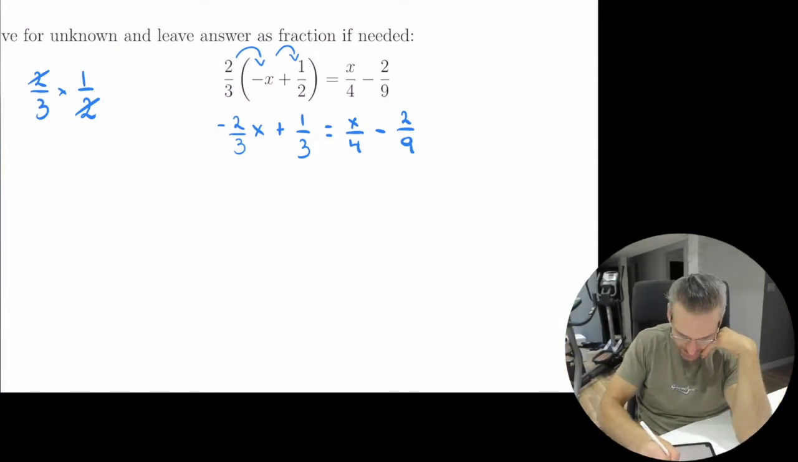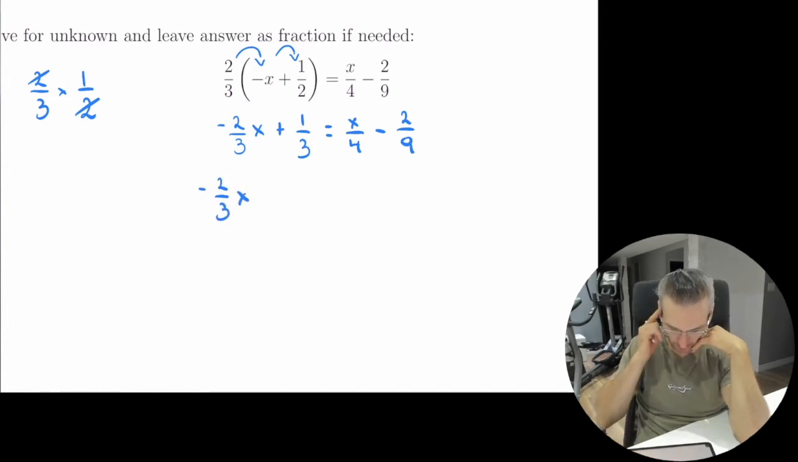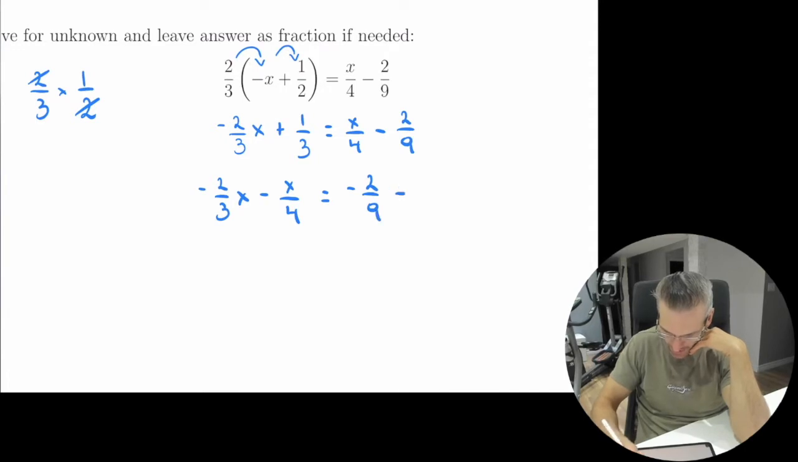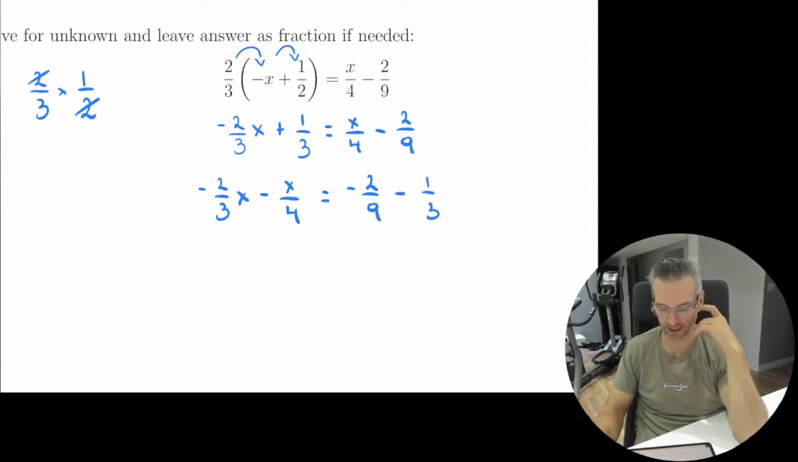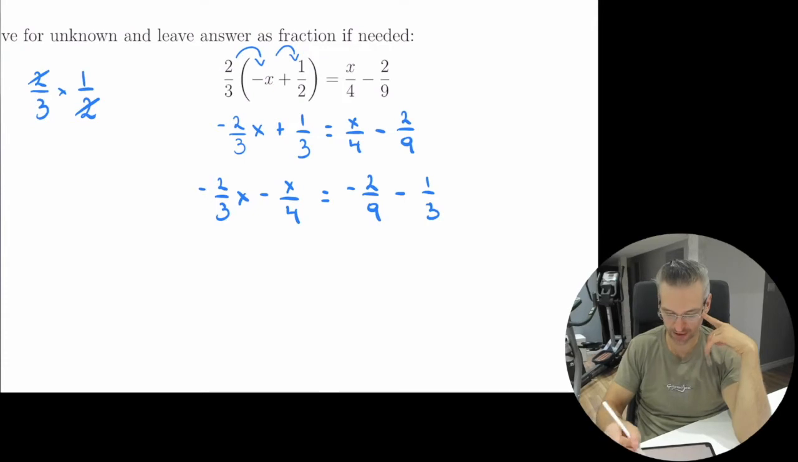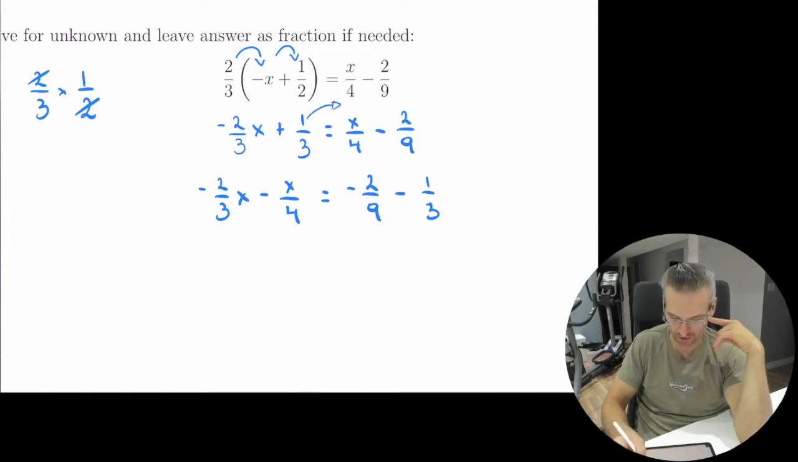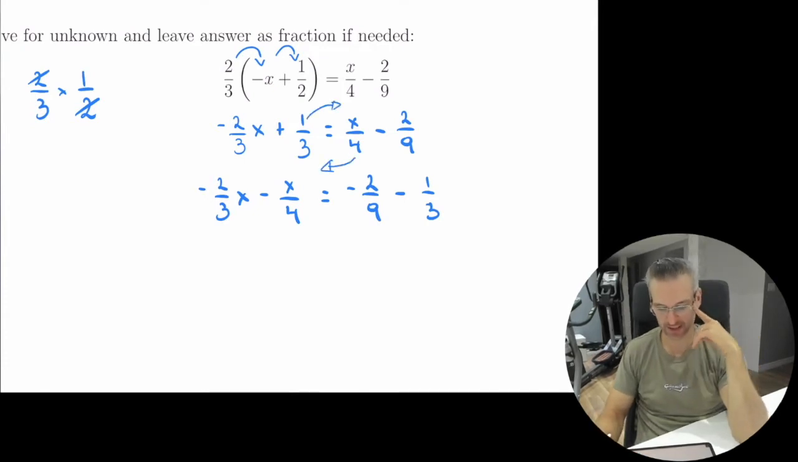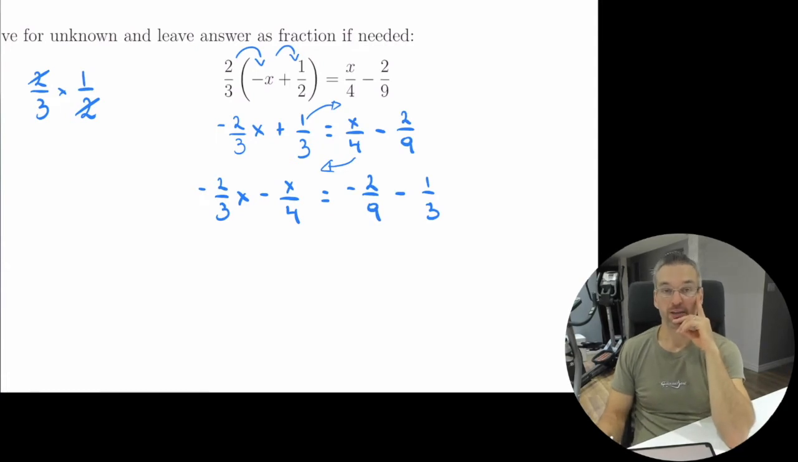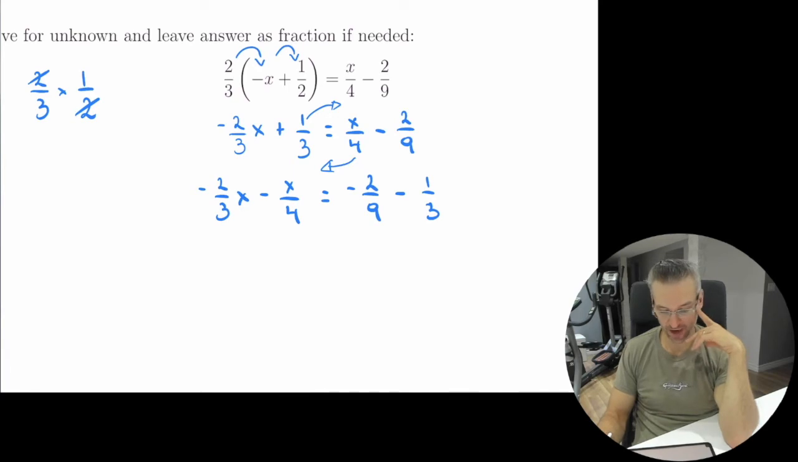So if I do that, I will keep this right here. That x over 4 is going to switch over, so it's going to be negative x over 4 right here. Then we have negative 2 over 9 minus 1 over 3, so that one switched over for us. So this I'm bringing over to this side, and this I brought over to this side. Now, yes, it is fractions. It says leave as fractions, so I'm just going to work with the fractions.